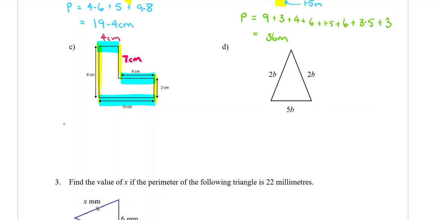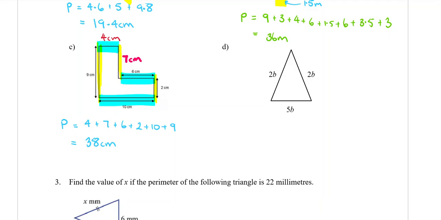Now that I have them all, we do P for perimeter and add them all up. So I'm starting at the top, I'm going to go round in a clockwise direction. 4 plus 7 plus 6 plus 2 plus 10 plus 9 equals, and you could type that in your calculator, that equals 38 centimeters.